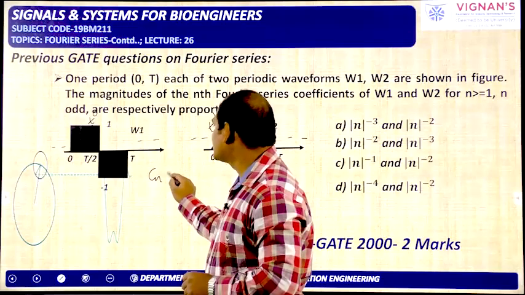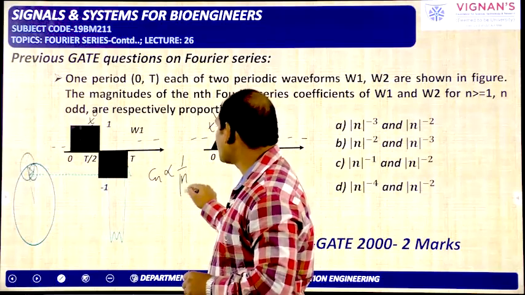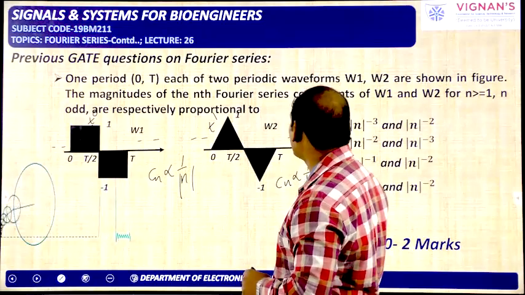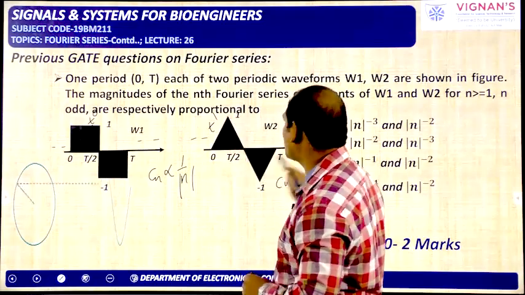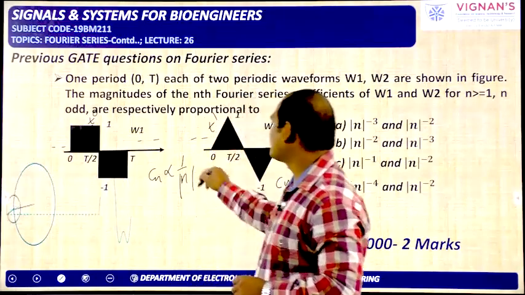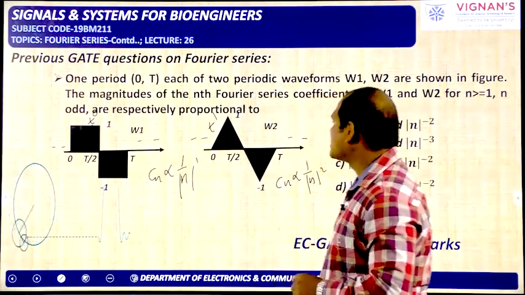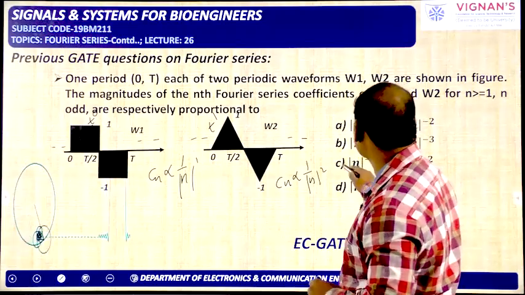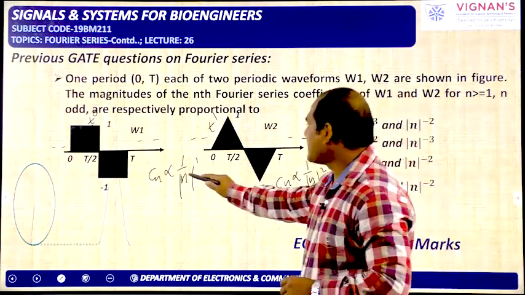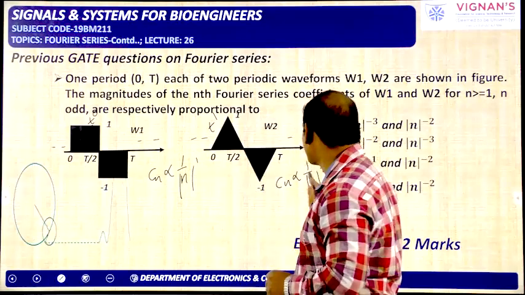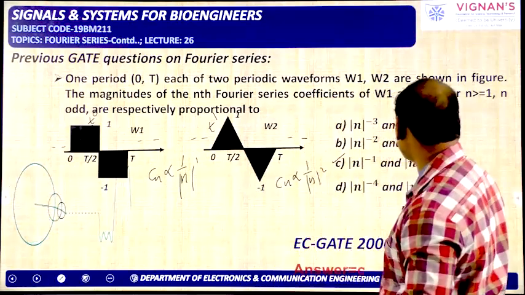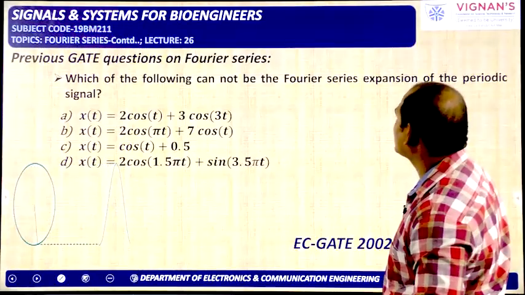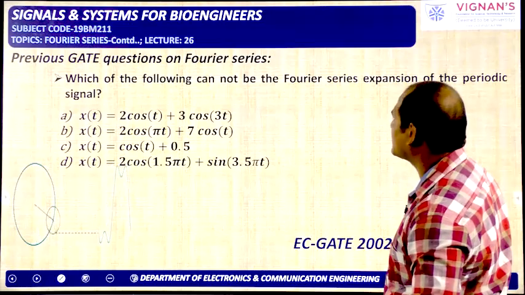For this, Cn is proportional to 1 by n, magnitude of n also we can take, or here Cn is proportional to 1 by n square, because here power 1 is there, here square will come, here power 0 is there, here power 1 will come. So what are the answers now? Here power in terms of minus they have given, so option C is the correct one, because magnitude of n whole power minus 1, magnitude of n whole power minus 2. So the answer is C.